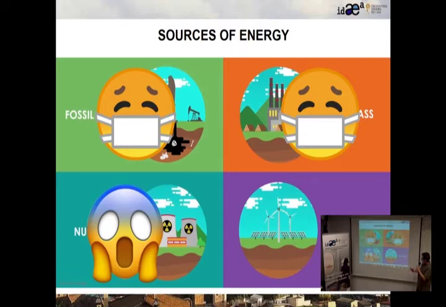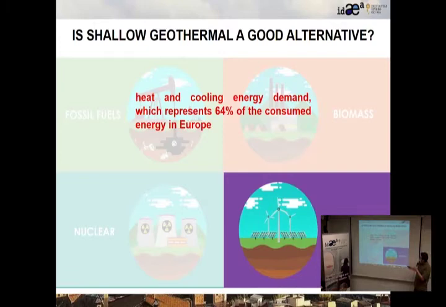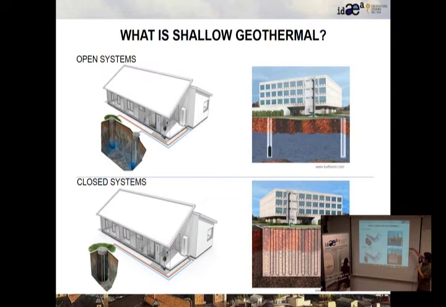So focusing on renewable energy, the European Union is pushing for the use of shallow geothermal energy to face this heating and cooling energy demand. But what is shallow geothermal energy? It's the exchange of energy between the subsoil and the building for air conditioning. So there are mainly two systems. The open system can pump not only the energy but also the water, which may reduce the water levels of our aquifers. And the other system only exchanges energy with the subsoil. This is the system most installed nowadays.